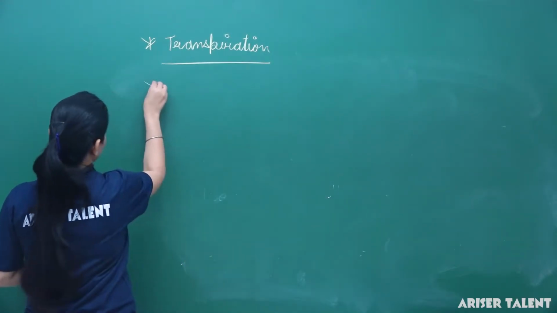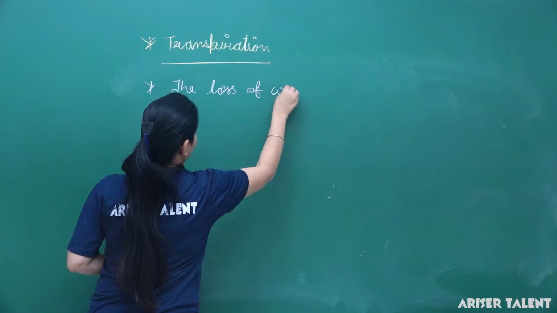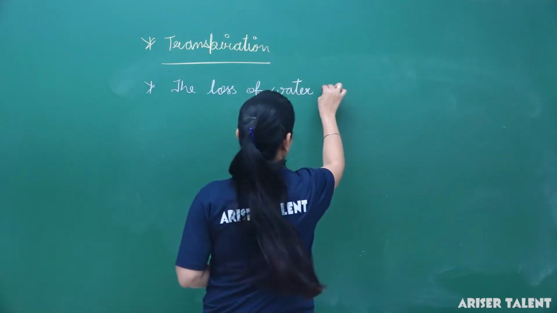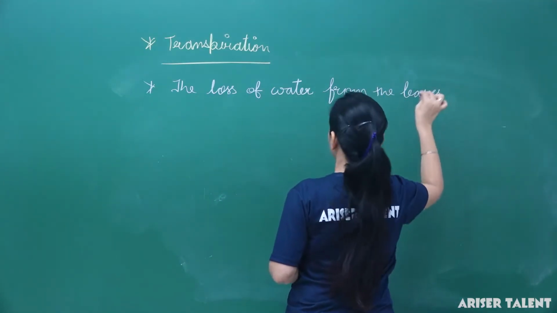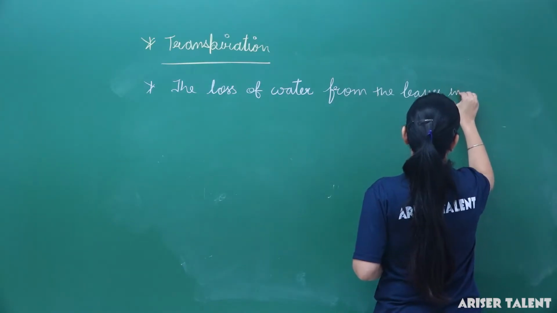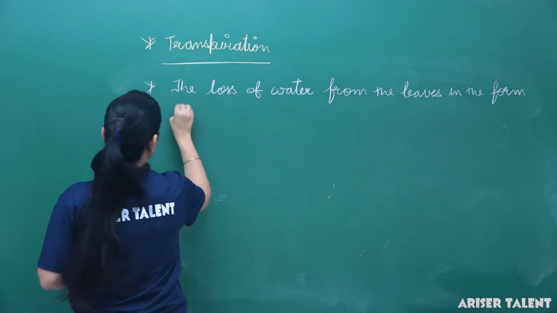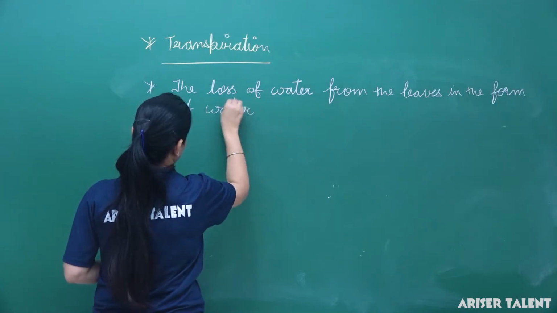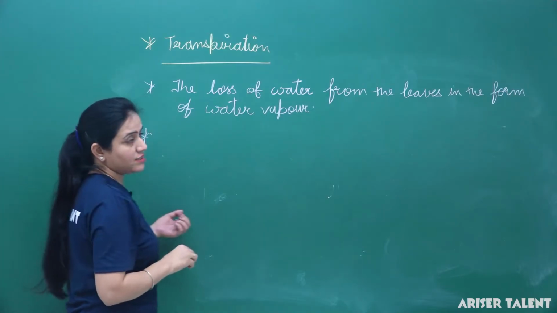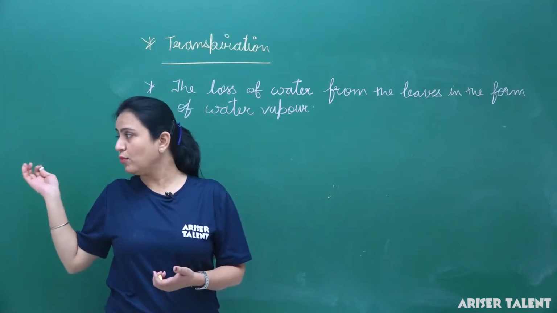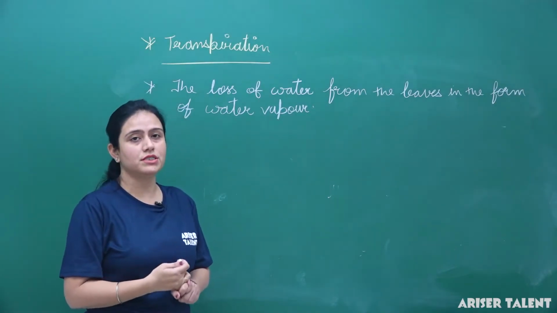Generally this transpiration takes place by the complete plant body, but especially it is performed by the stomata which are present in the leaves.